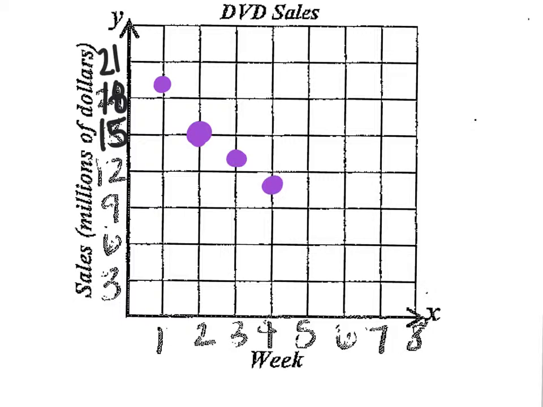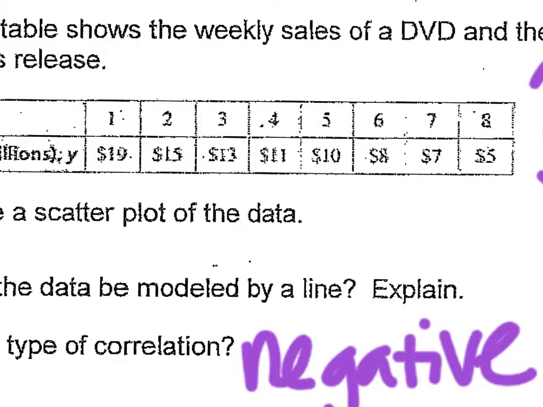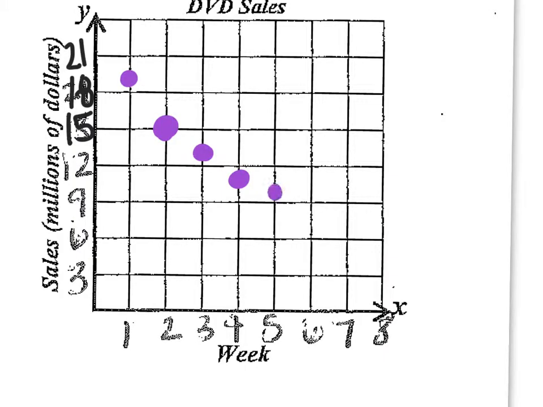Remember, all these points are just coming from the table. So just looking at the table, notice that our next point is going to be 5 and 10. So 5, 10 would be about here. And our next point is going to be 6, 8. So we're going to go over to 6 and go up to 8, which is going to be about here. Our next point is 7, 7, which would be here. And our last point is 8, 5, which would be here. So we have now plotted all of our data.